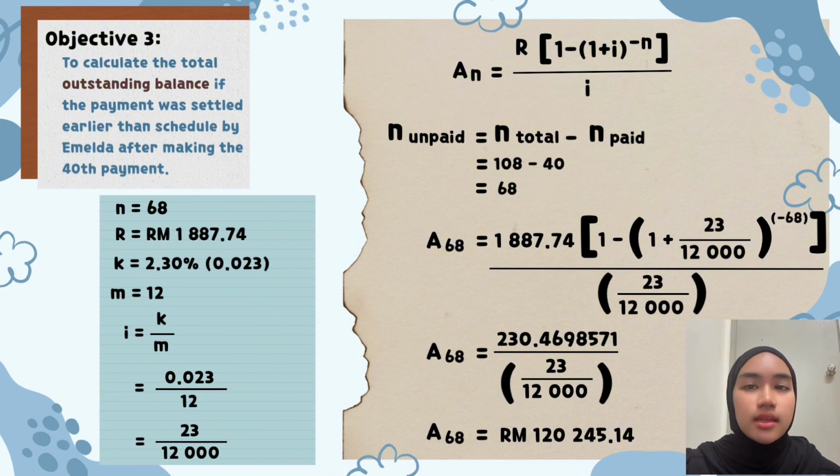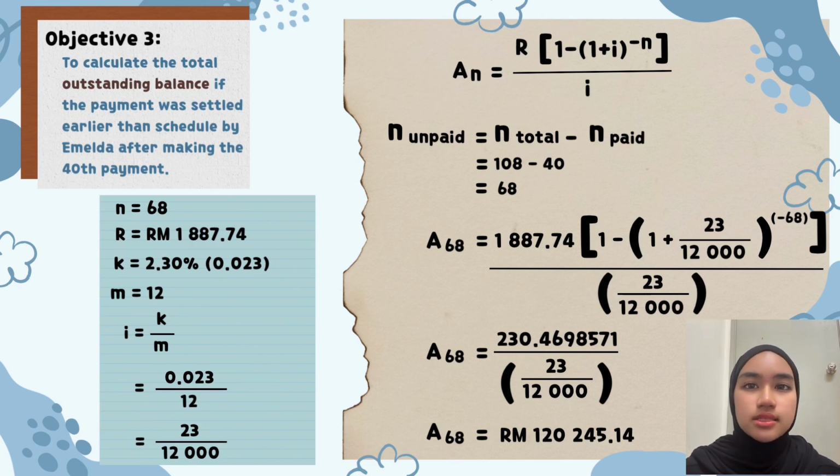So the formula is A_N equals R bracket 1 minus bracket 1 plus I bracket to the power of negative N bracket divided by I. First of all, we should calculate the N unpaid amount. The formula is N unpaid equals N total minus N paid, equals 108 minus 40, and the N unpaid amount is 68. So to calculate, A68 equals 1,887.74 bracket 1 minus bracket 1 plus 23 over 12,000 bracket to the power of negative 68 bracket divided by bracket 23 over 12,000 bracket.